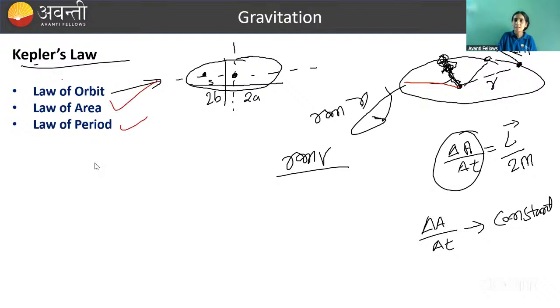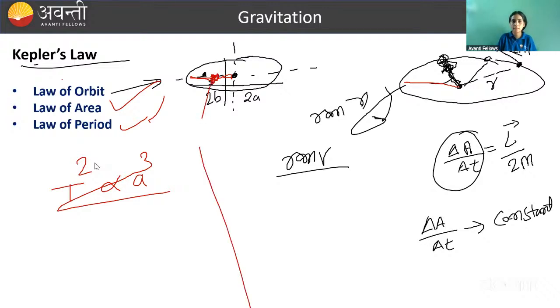Law of periods: the time period of this planet around the sun, T squared will be directly proportional to a cubed. Here a is what? 2a is the length of the major axis, so basically a is half of that. ठीक है. So ये चीजें आप याद रखो.